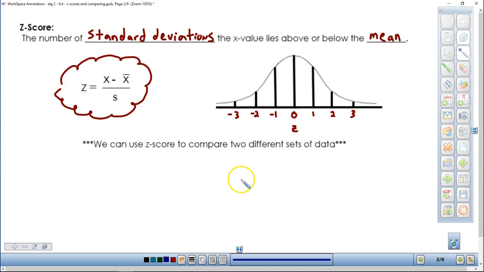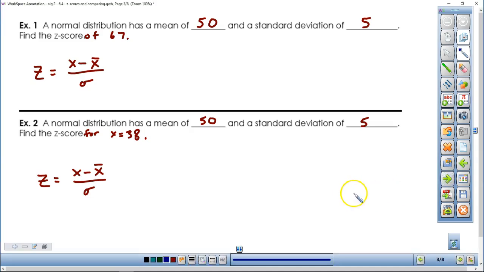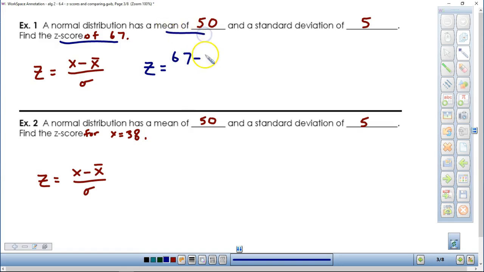We can use z-scores to help us to compare when we have two different sets of data. For example, to calculate a z-score, if we have a normal distribution that has a mean of 50 and a standard deviation of 5, and I want you to find the z-score of 67, what we are going to do is to plug in the things that we know into the z-score formula. So I've written the z-score formula over here. I want to find what z is equal to. Well, my score is 67. I'm subtracting the mean of the distribution and then dividing by the standard deviation of the distribution.